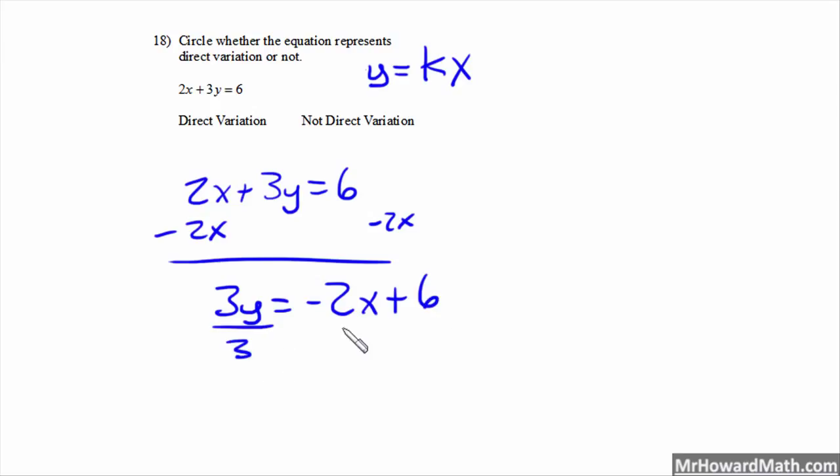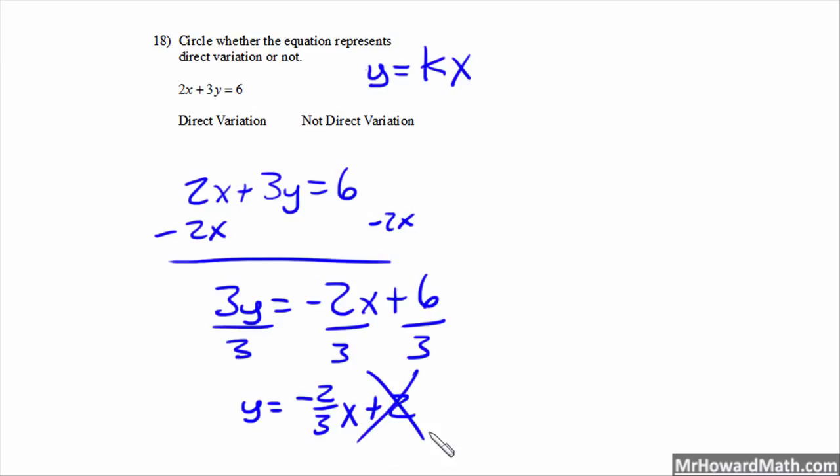We can already tell it is not direct variation because the y-intercept is something other than 0. So the y-intercept would be 2. So this is not because of that plus 2 there. The y-intercept is 2. To be direct variation, the y-intercept must be 0. So this one was not direct variation.